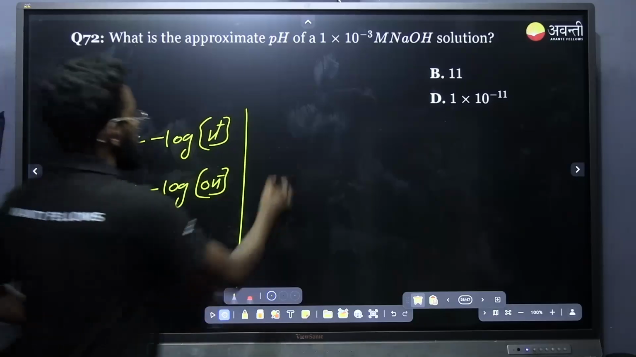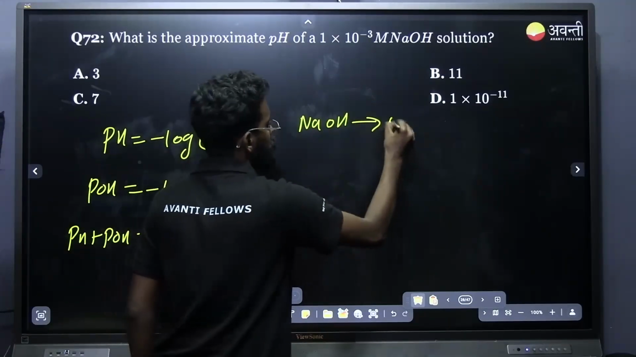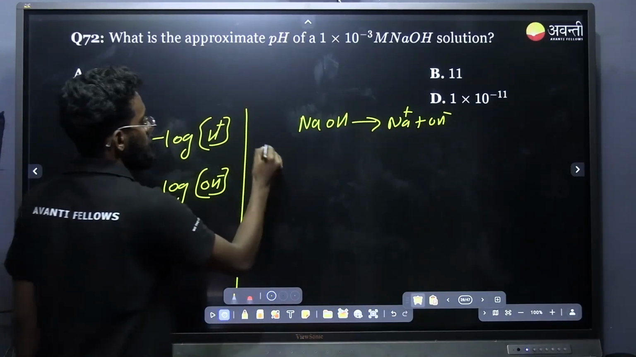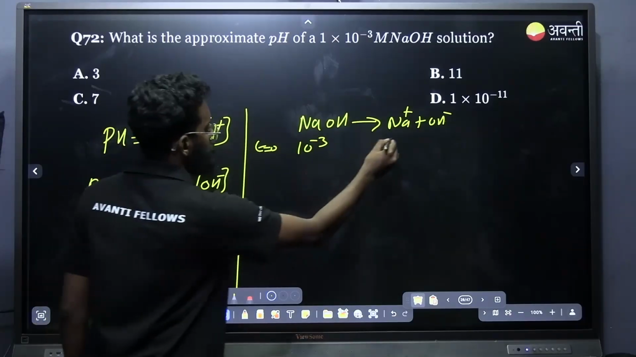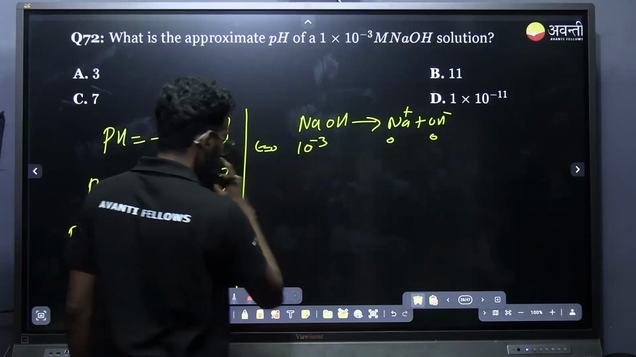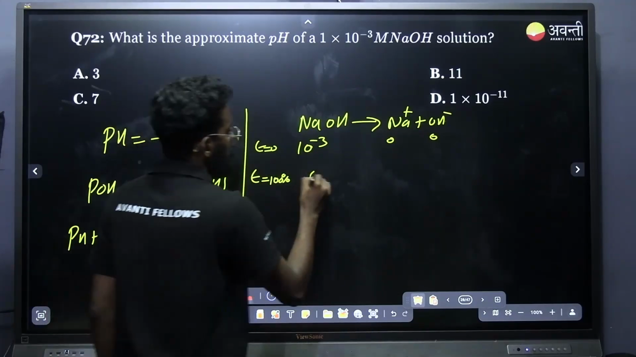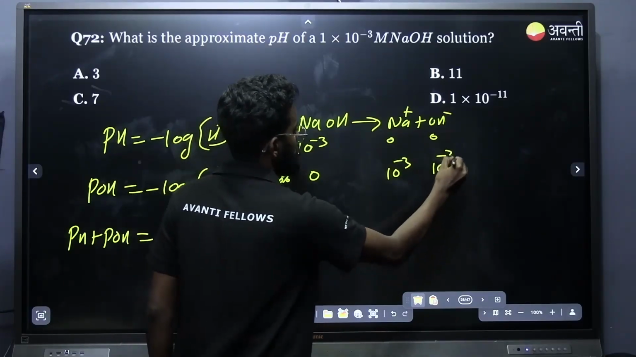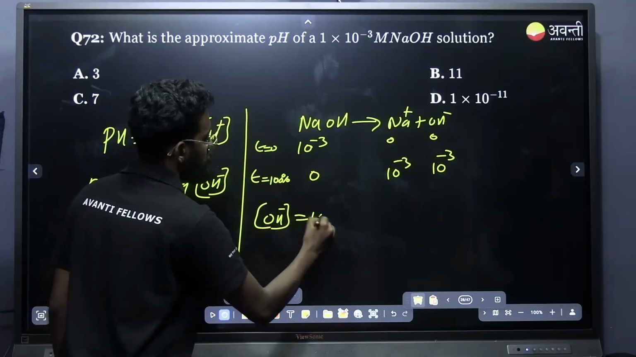Here it is NaOH. As NaOH is a strong electrolyte, it dissociates completely into Na plus and OH minus. At time t equal to 0, the concentration of NaOH is 10 to the power minus 3, and the products are 0. At the end of the reaction, or 100%, NaOH will be 0 and OH minus will be 10 to the power minus 3, which means the OH minus ion concentration is 10 to the power minus 3.